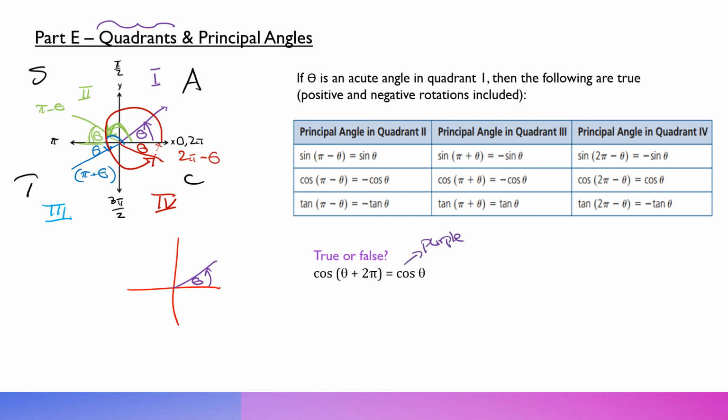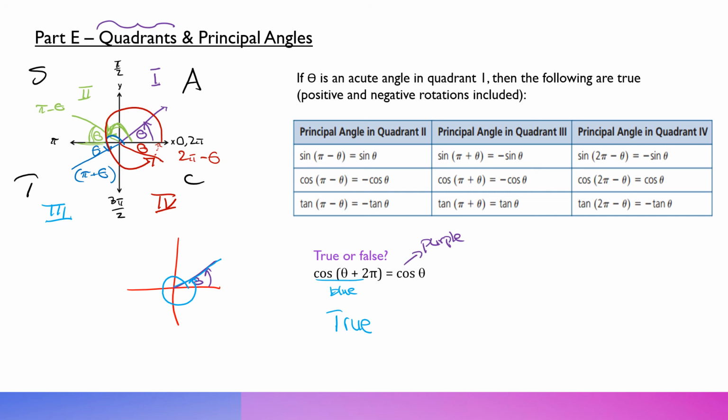Now let me switch to blue. Cos of theta plus 2 pi. Cos of theta plus 2 pi means I have to go all the way around. There's pi, 3 pi over 2. There's 2 pi. I've gone a 2 pi rotation, and I want to add theta on there. That is exactly the same. It lands in the same spot. So this is true.